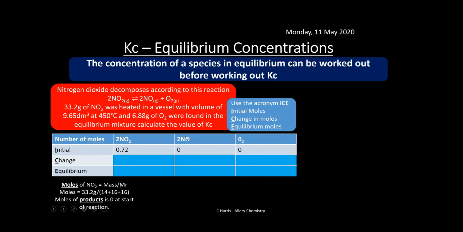The products are 0. Now, the reason why they're 0 is because we haven't actually made any. This is right at the start, initial. We haven't made anything yet, so we should have no products whatsoever. We've got loads of reactant, but no products.